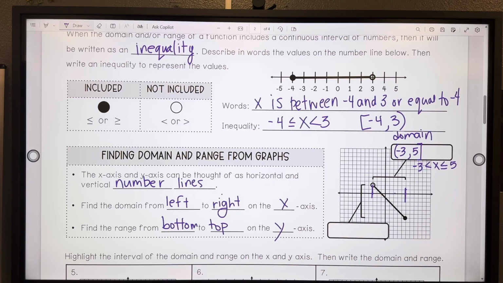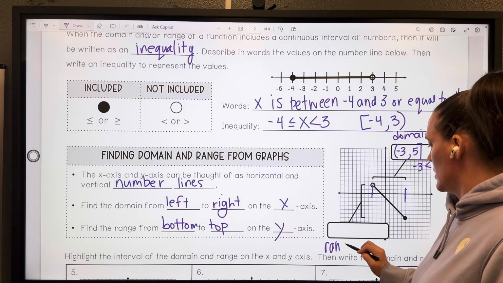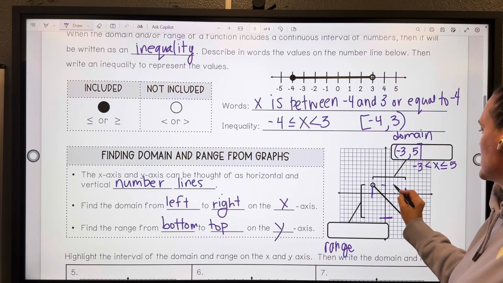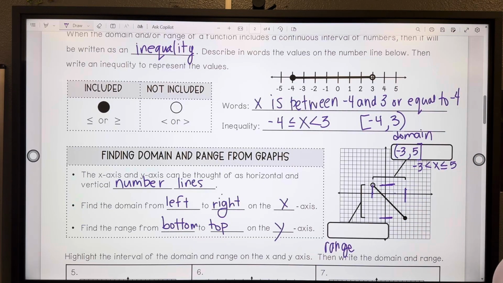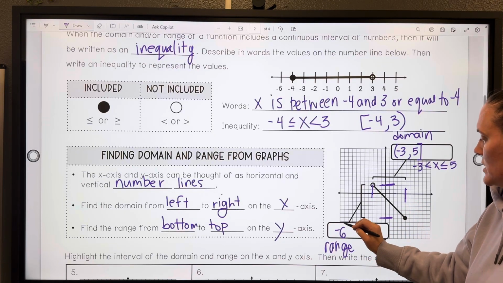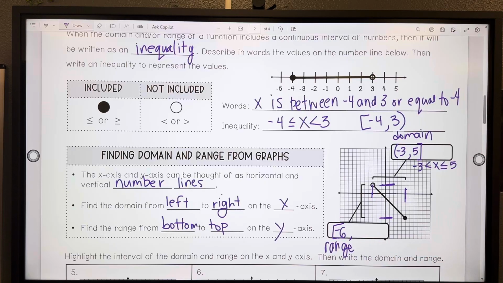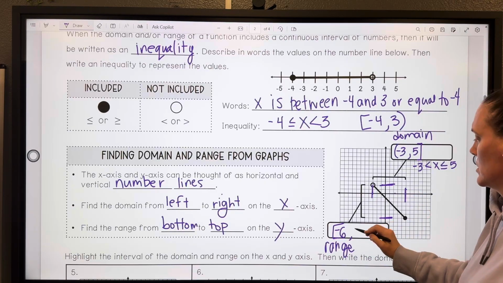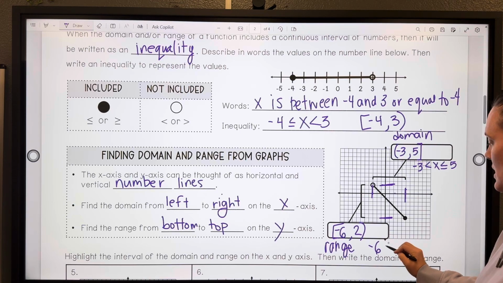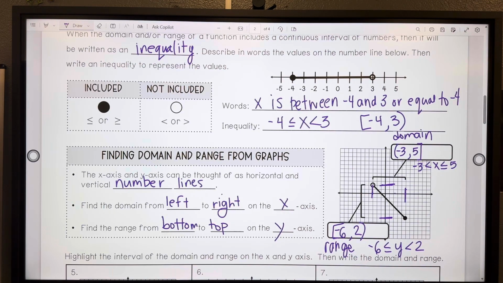And then our range, we're going to look, smallest is here, biggest is there. My smallest value is 1, 2, 3, 4, 5, 6, so -6. It's colored in, so we're going to get a square bracket. Then 2. It's curved, since it's not colored in. You could write that as -6 is less than or equal to y, which is less than 2. So we're going to write both ways.